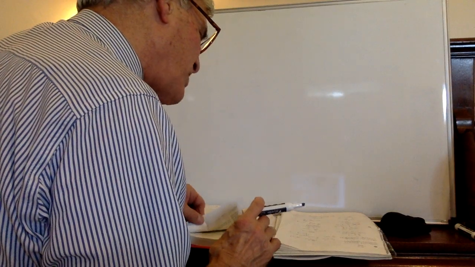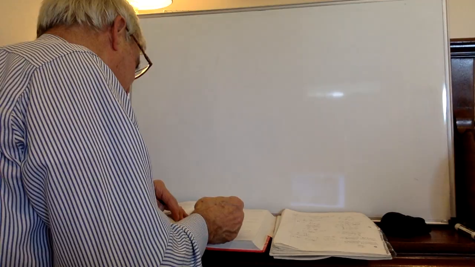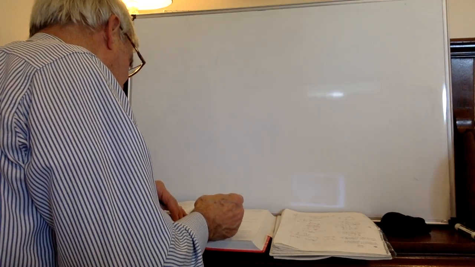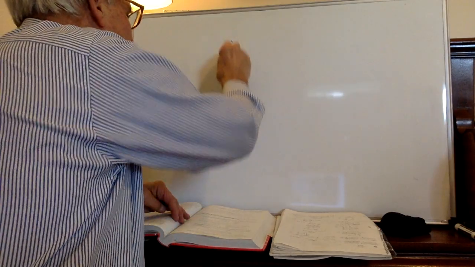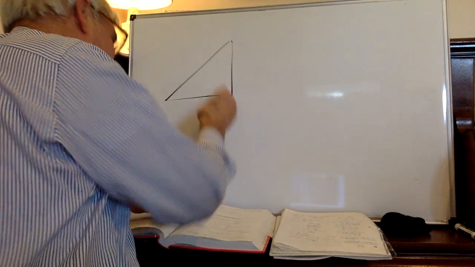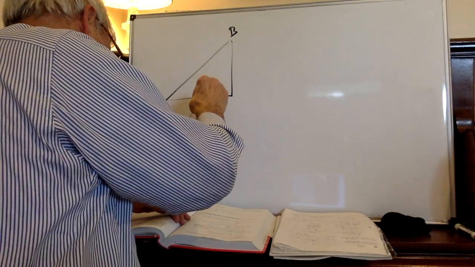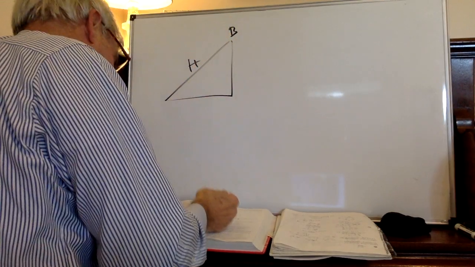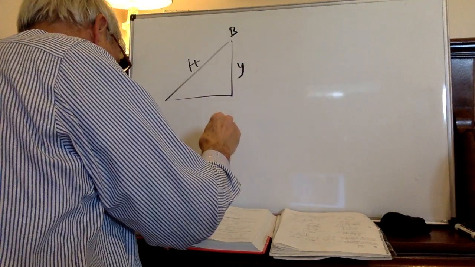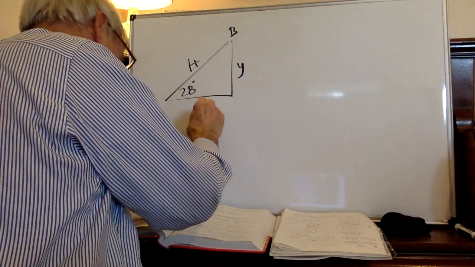Number 6 said you've got a right triangle. It said use the trig functions as necessary to find the missing parts. So in this first one, and I don't know why they put the angle like B. This is angle B. They said this was H, the hypotenuse. They told you this is Y, and they told you this is 28 degrees, and this is 9.5.